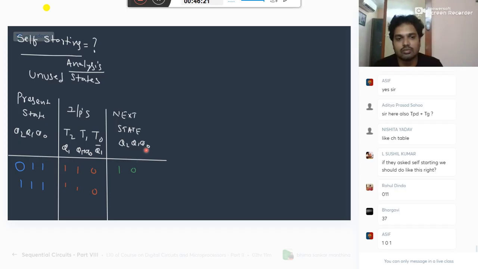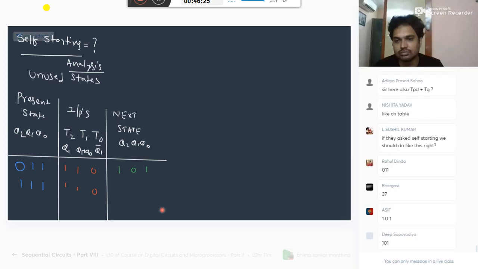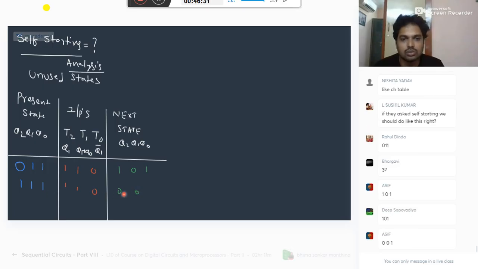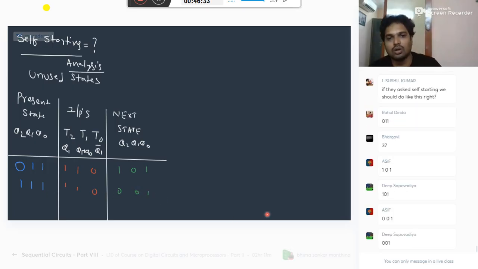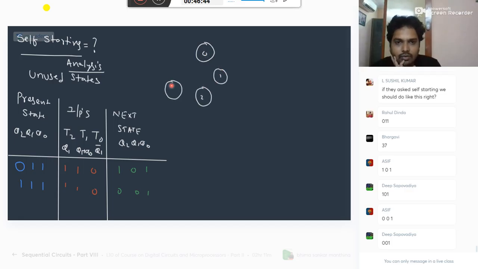For 1, it is a toggle. Okay, then what is this? For 0, it is no change. No change means what? 1 only. Next, similarly, for 1, it is a toggle. For 0, no change. So now, listen here. You have designed a counter to count this 0, 1, 2, 4, 5, and 6. This is what you are expecting.